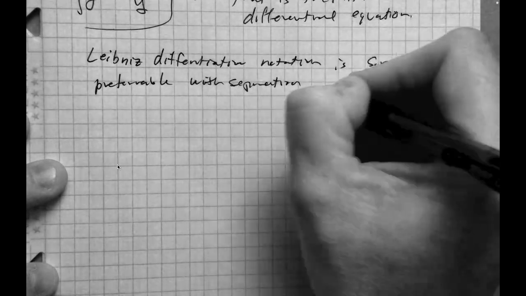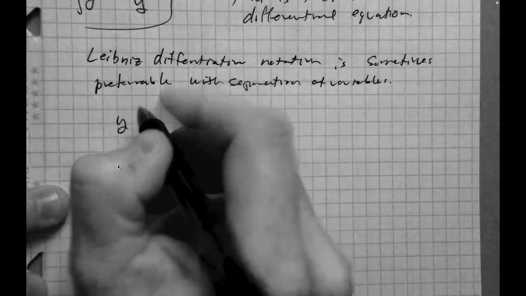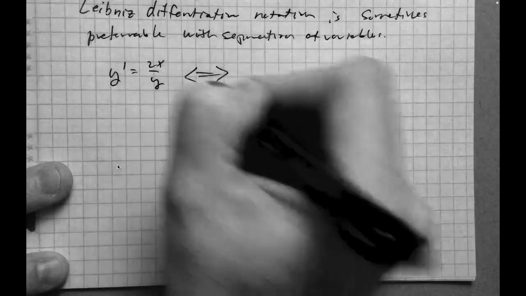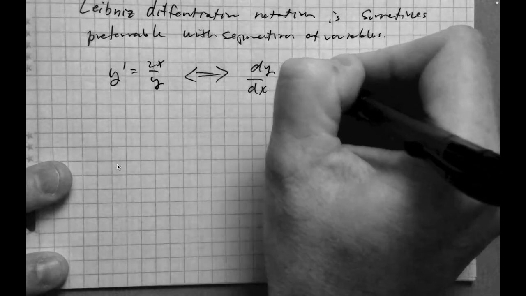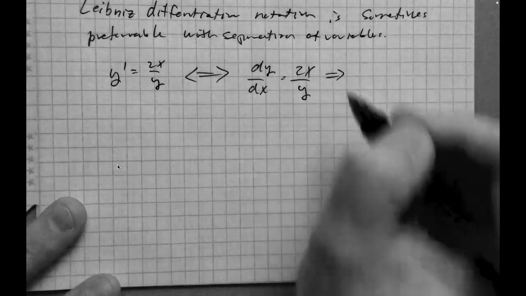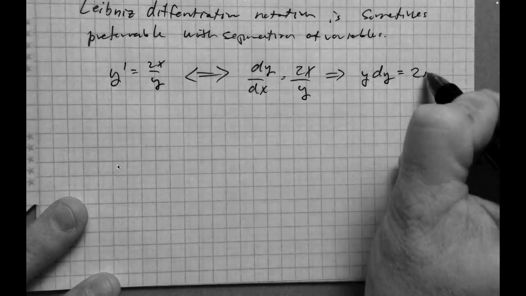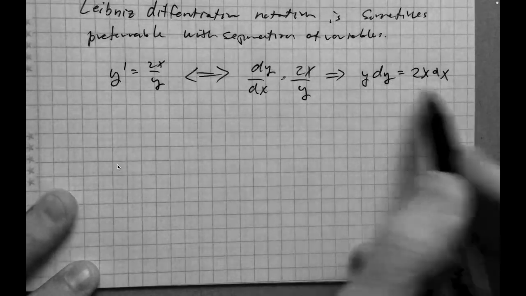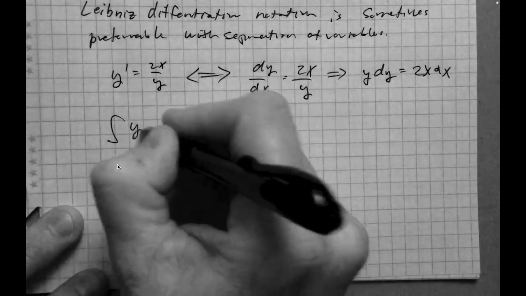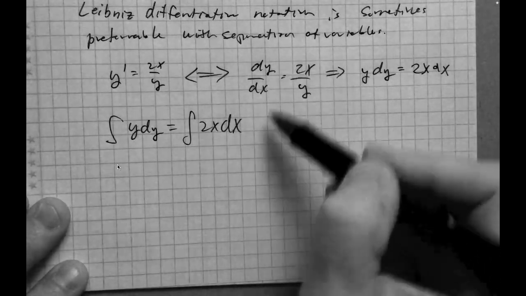It's somewhat more intuitive, right? So the previous example, y prime equals 2x over y, you could also write this as dy/dx equals 2x over y. And then we can see very easily that y times dy would be equal to 2x times dx. And then we would just integrate both sides, and you get the integral of y dy equals the integral of 2x dx. So it's somewhat more intuitive.